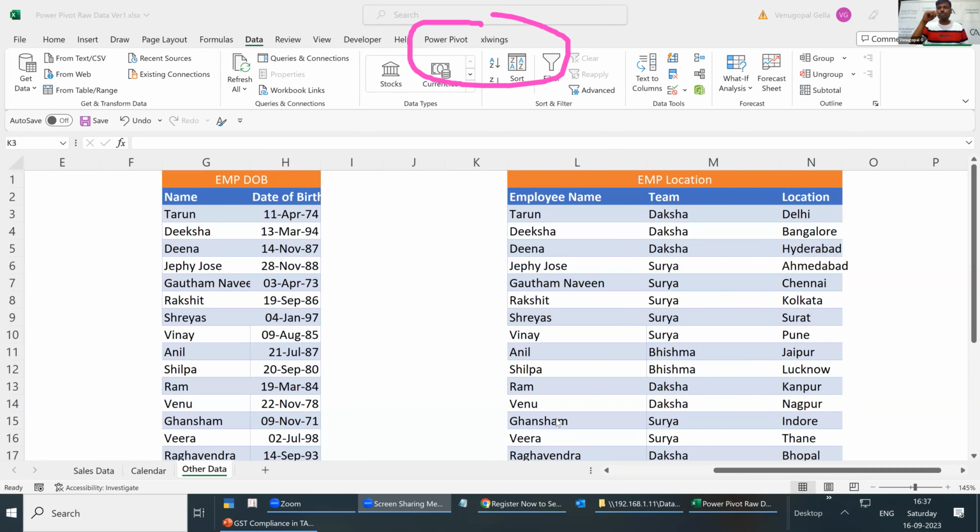I can see one response as yes. In your Excel file, do you find this word? Forget Excel add-ons, that's an add-on which I have done, but are you able to see this word Power Pivot on the top of it? One more person is saying yes.